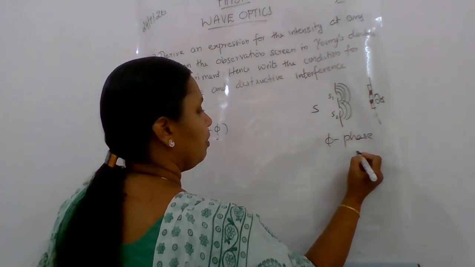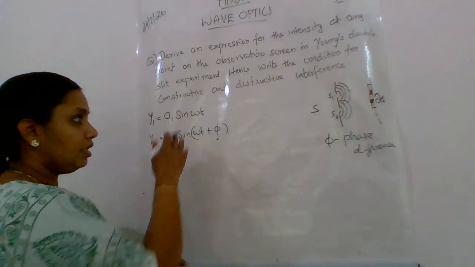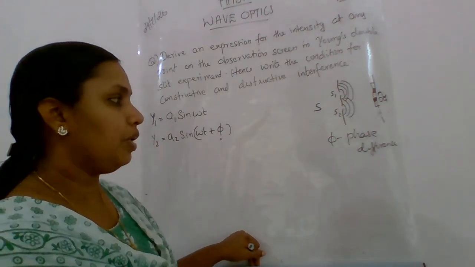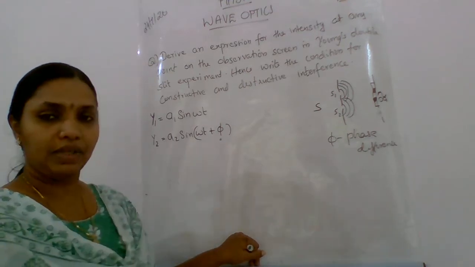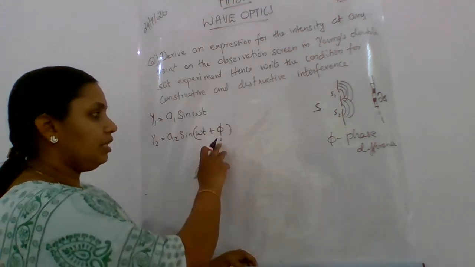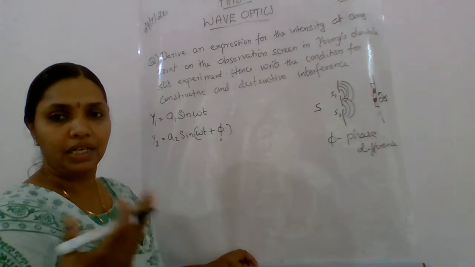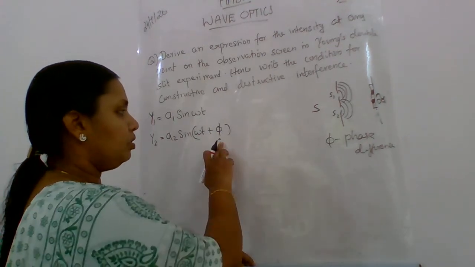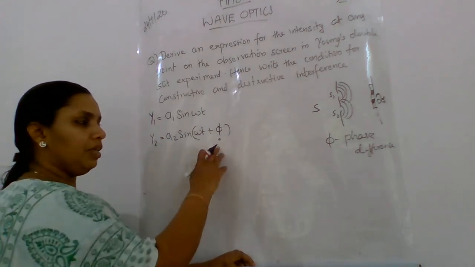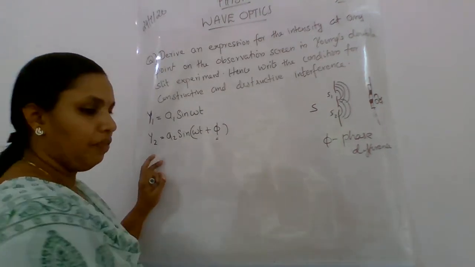We know that S1 and S2 are coherent sources. What is the condition for coherent sources? They may have zero or a constant phase difference. If it is zero, phi is equal to 0. A constant phase difference means maybe pi by 2 or pi or 270 degrees, anything. In the general expression, we are writing it as phi. It may be 0 or any other value. So y1 and y2.